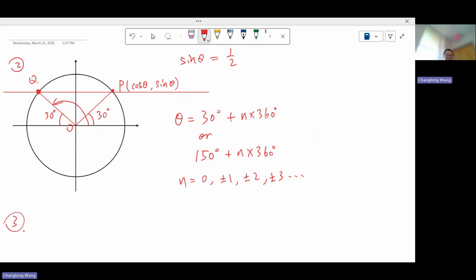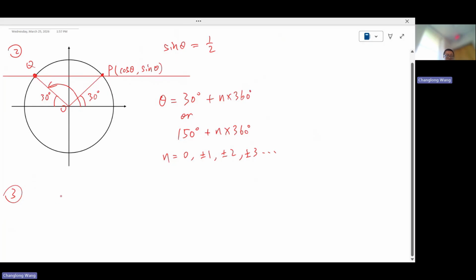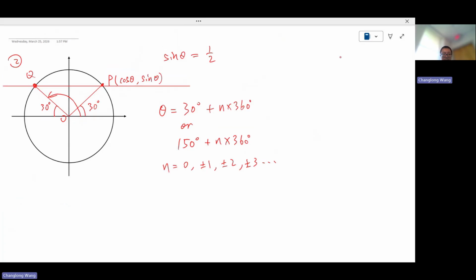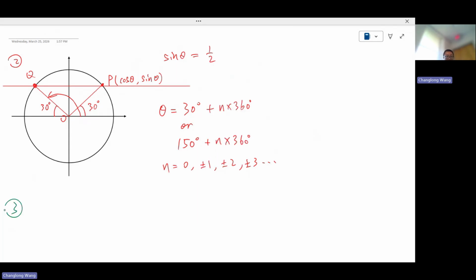Now, what about number 3? Guys, take a look. Number 3. All right. So now we want, instead of sine theta equals 1/2, we will do sine theta equals negative 1/2. Let's do a different color, so it'll be exactly matched. So number 3, we're doing sine theta equals negative 1/2.